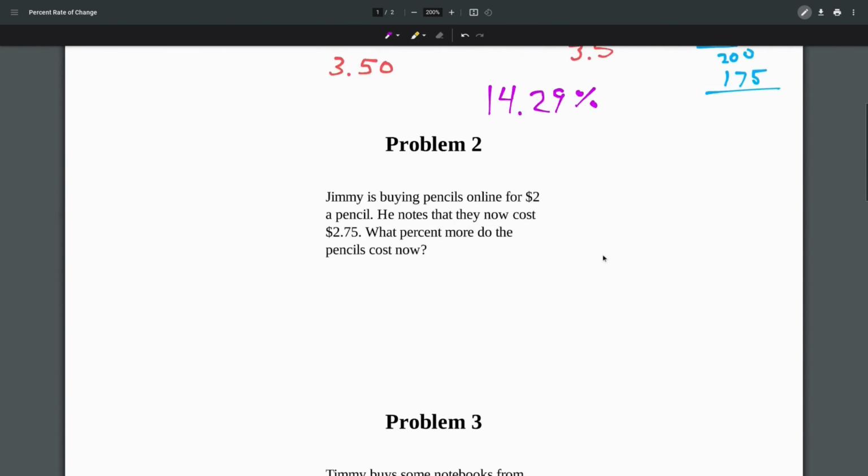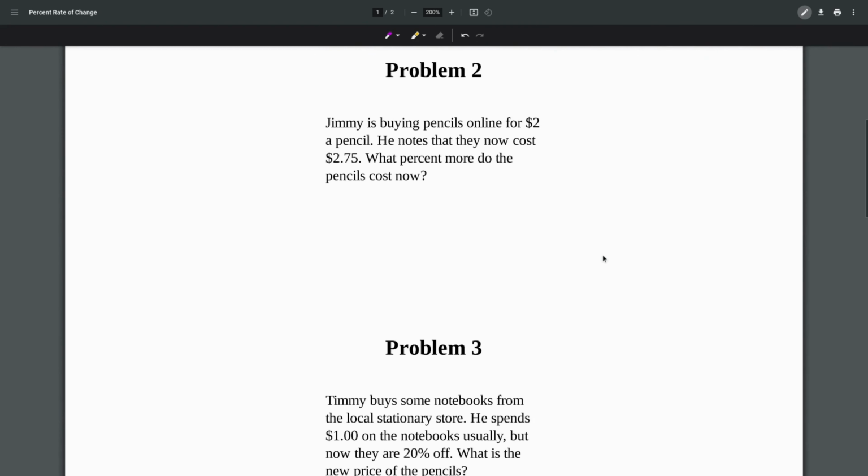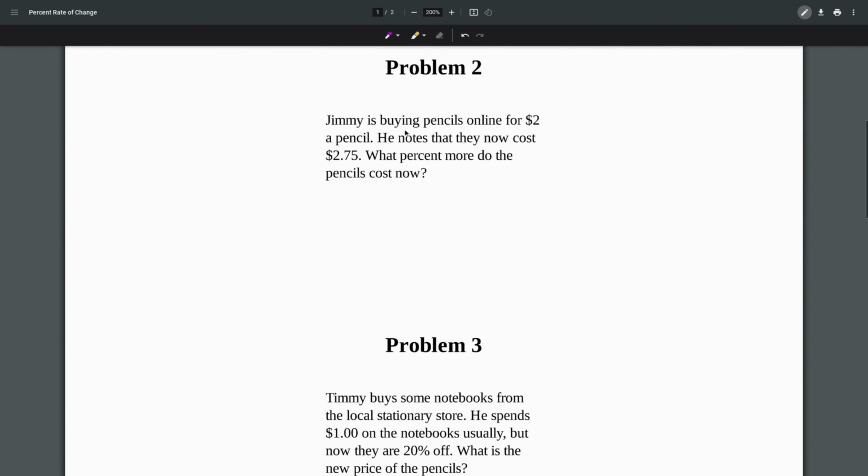Okay, let's look at problem 2. Jimmy is buying pencils online for $2 a pencil. He notes that they now cost $2.75. What percent more do the pencils cost now?